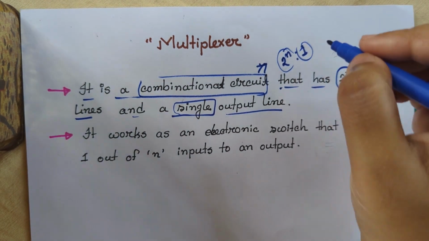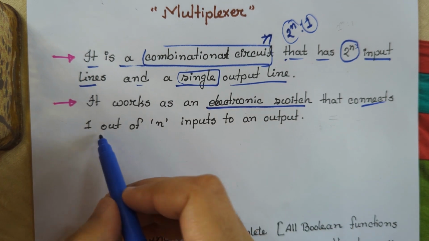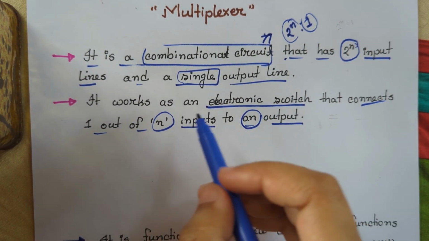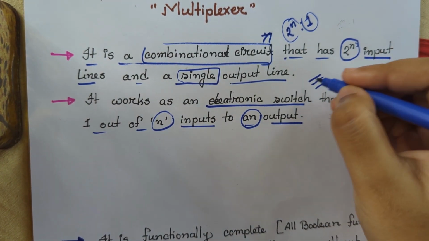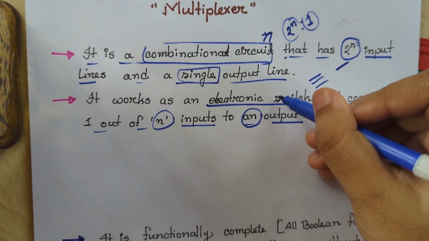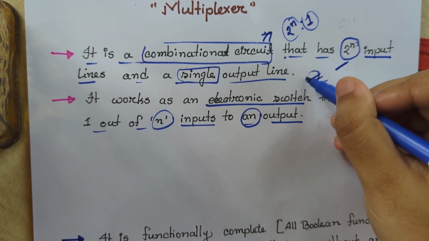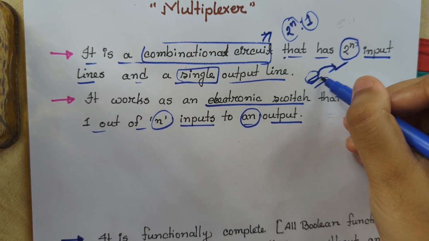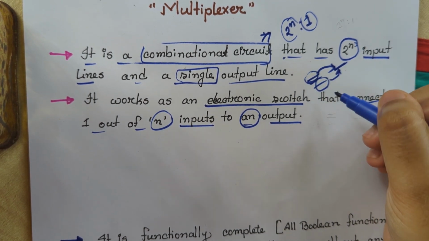It works as an electronic switch that connects one of n input lines to an output line, means there will be n lines of inputs. Suppose there are 3 lines of inputs, n equals 3, and we will get one output. As it works like a switch, if this line is chosen and these two are in off condition, then this will be our output, or if this and this both are off, then this will be our output. This is how it acts like a switch.